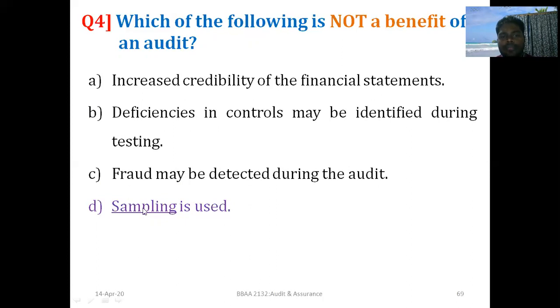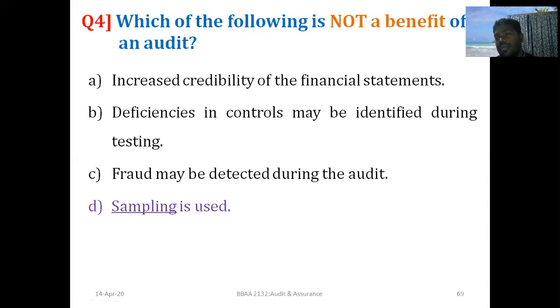What about D? Sampling is used. Yes, this is the problem. This is not a benefit. That is a big drawback behind the audit. Sampling is used. I hope I already explained. Because the auditor is going to do the audit process maximum within 2-3 months, maximum 3 months. So within 3 months, what should he or she do? They have to check all the 12 months of transactions. You can imagine how many items are there. Is it possible? No.